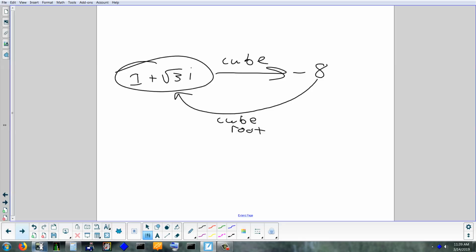That's one of the answers for the cube root of -8. How do I know that? Because we took that answer, we cubed it, and we got -8. That means if I cube root it, I go back to what I started with. Right? So that's one of the answers for the cube root of -8.